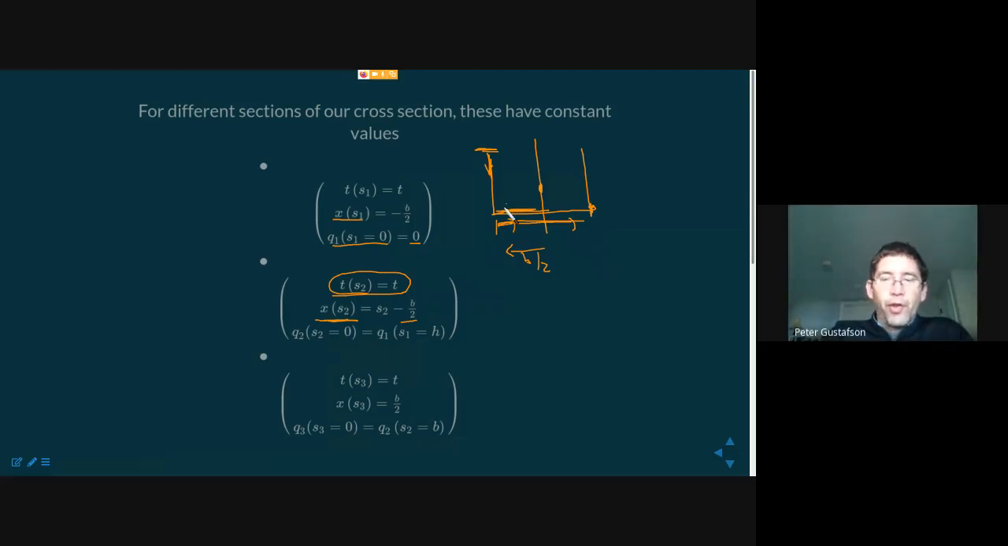And the boundary condition for this portion is that the shear flow starts at the value of the shear flow from the previous section evaluated at the corner, where S1 is equal to H. And last but not least, of course, we can do this third section. Same thing, thickness is constant T. Now the X position is going to be positive B over 2 for the entire value of S3. And the boundary condition is that at the beginning of S3, the value of the shear flow is equal to the value computed where S2 is equal to B from the bottom section.